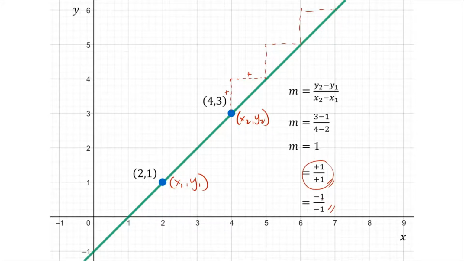Now, if you use negative 1 over negative 1, starting from the same point, (4, 3), negative meaning we go down 1 unit, and then we go to the left 1 unit also. So go down 1 unit, go to the left 1 unit, and repeat. Okay.